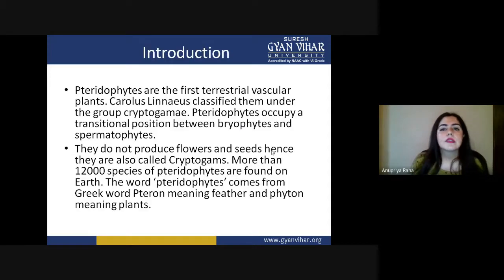So first we begin with the introduction part, and in this we are going to see what kind of characteristics are present inside the pteridophyte plants. After that, we are going to see how they reproduce. So the pteridophytes are the first terrestrial vascular plants.